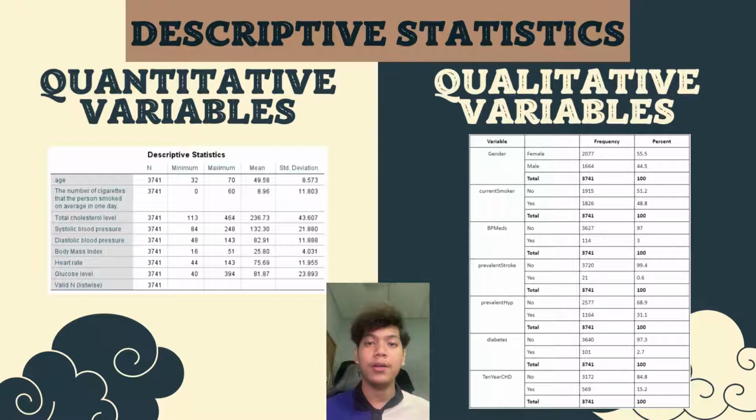Also, the percentage of female respondents is higher than male respondents, and the variable for current smoker has a higher percentage for yes than no, while the other variables such as blood pressure medication, prevalent hypertension, diabetes, and 10-year coronary heart disease have a higher percentage for no than yes.